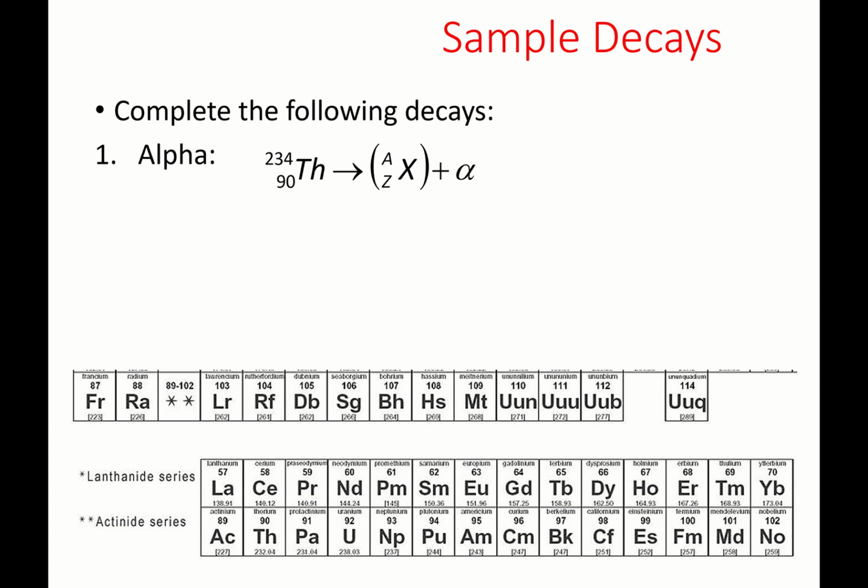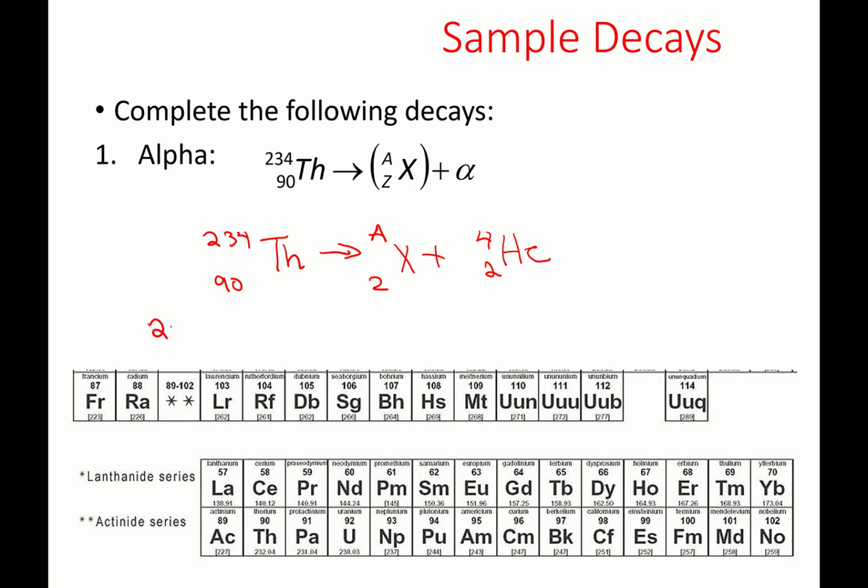Okay, so let's do some sample decays. Okay, so I've got thorium-234, with Z equal to 90, and it's going to something that we have to figure out, plus an alpha particle. So it's an alpha decay. So we have to balance the number of nucleons, and we have to balance the number of protons. Okay, so we know an alpha particle is 4, 2. And so we've got to figure out what is the A and what is the Z.